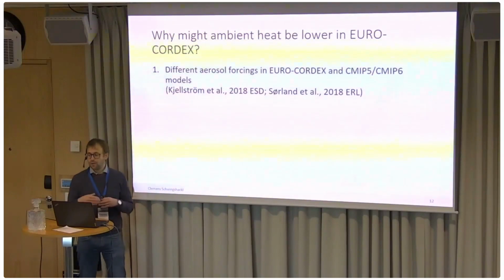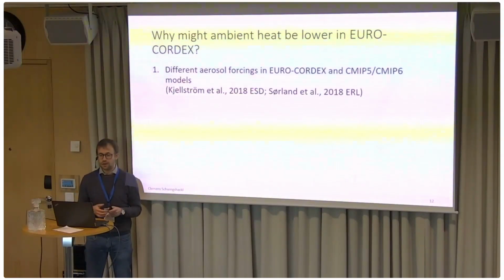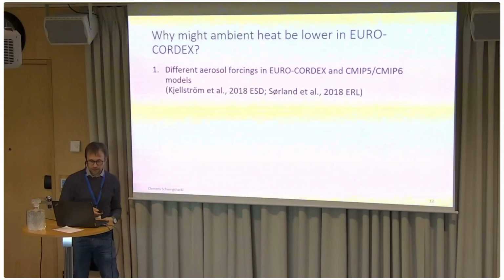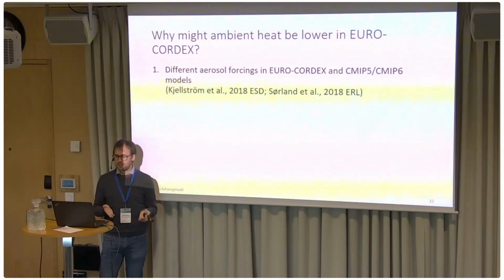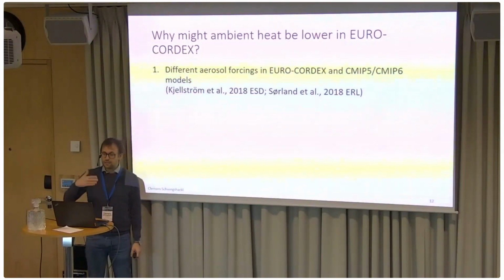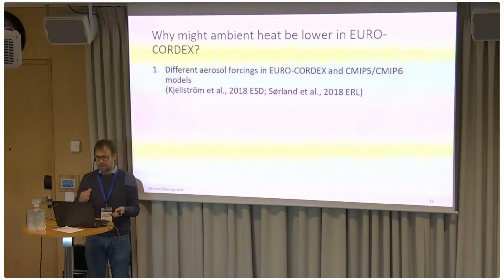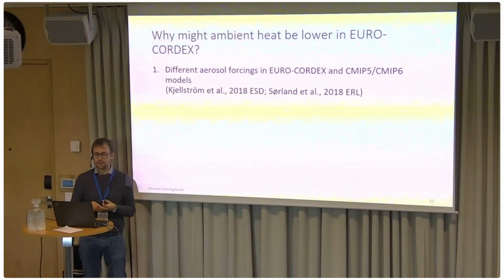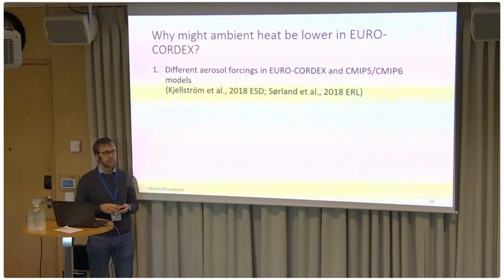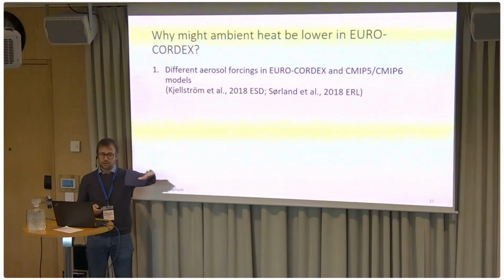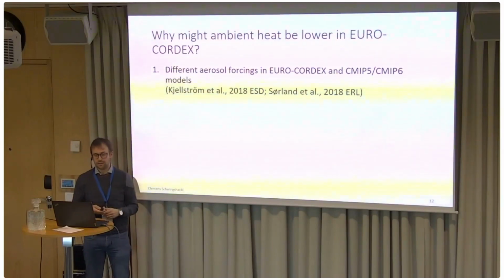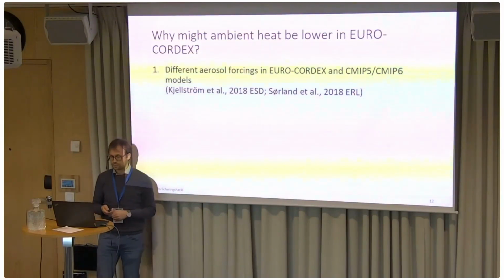So first of all, we have different aerosol forcings in Eurocortex and CMIP5 and CMIP6 models. We heard about this already yesterday, and this plays an important role because it affects how much solar radiation is reflected back to space. For Europe, the global climate models expect a decrease of air pollution. That means a warming in Europe, while the Eurocortex models have a constant aerosol forcing. So they don't see this decrease, and so no additional warming from the aerosols.